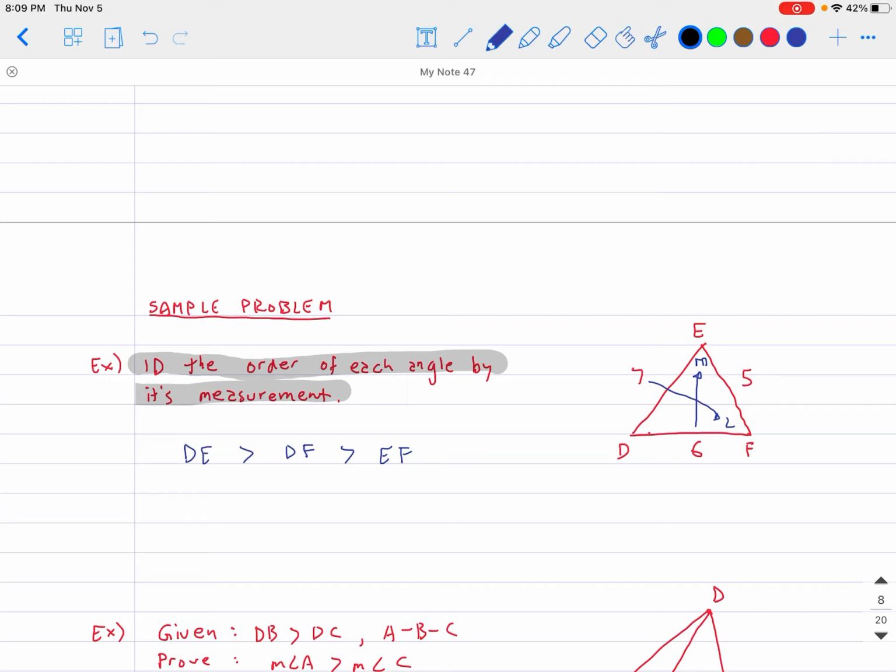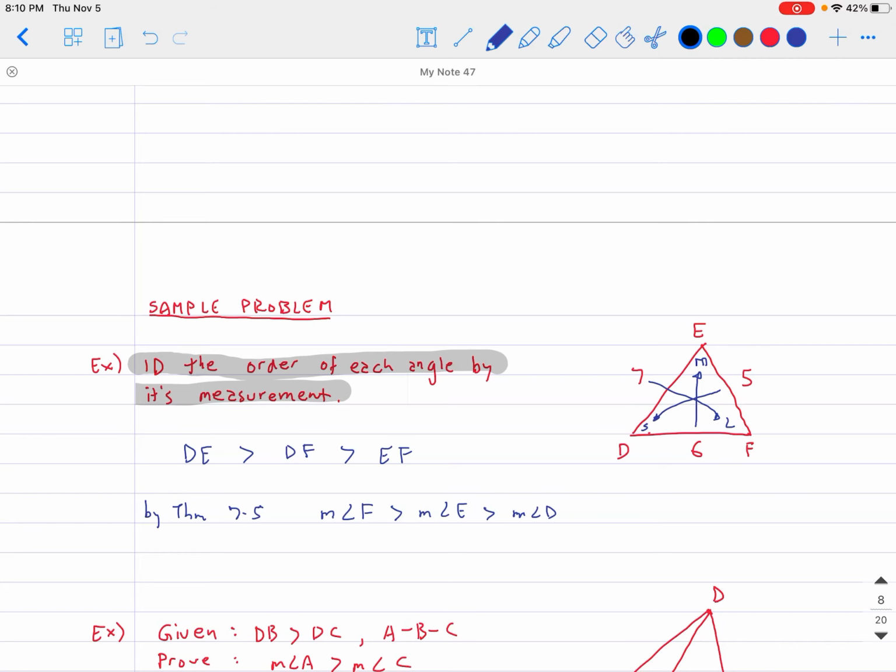And then finally, for the angle that is opposite of 5, I guess that's going to be denoted as S, because that's going to be the smallest. So in conclusion, by Theorem 7.5, we can say that the largest, which is going to be the measurement of angle F, is greater than the measurement of angle E, which comes second, and then finally the measurement of angle D, which comes last, because that's the opposite side of 5.